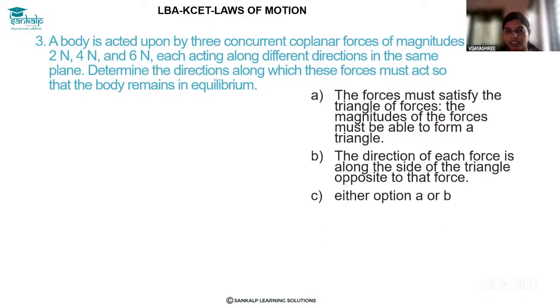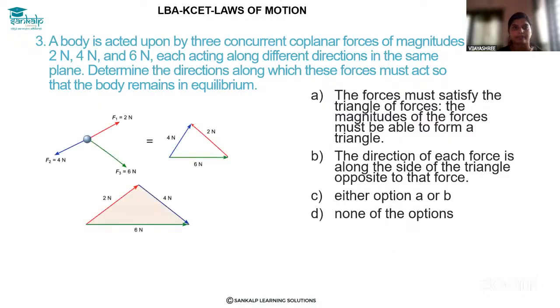Then option C, either option A or option B. Option D, none of the options. So four options are given. So what are we given?